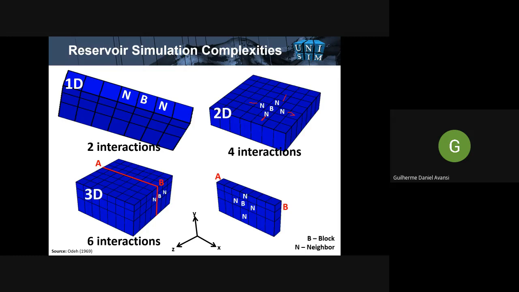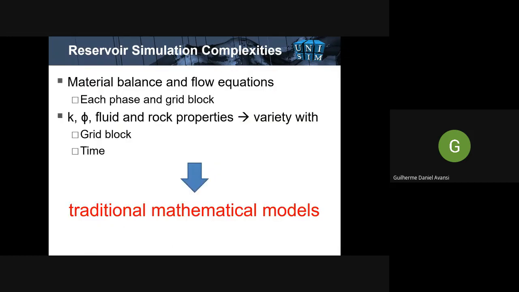Now we are talking about, okay, we have the directions, so we have now the interactions. We need to build, for each grid cell here, 6 interactions. So the material balance or flow equations we need to build for each phase that we can have, the 3 phases, oil, water, and gas, in the grid block. With the grid block, we have 6 interactions here. And also we need to include the information that you have from permeability, porosity, and fluid and rock properties. This varies with grid block and also with time. So, with the traditional mathematical models, we can solve this, okay?